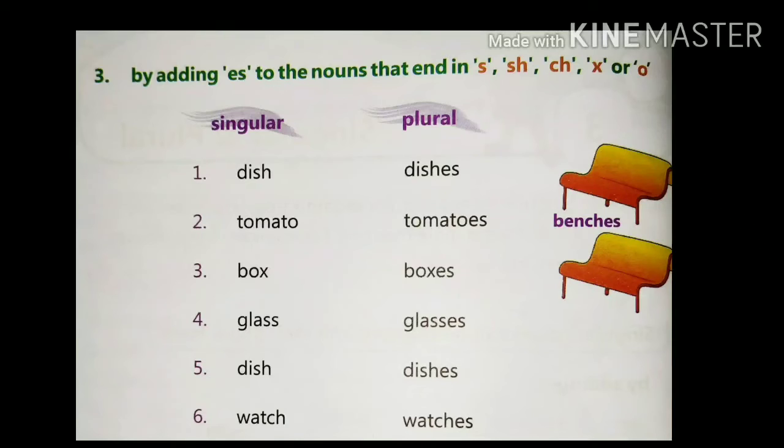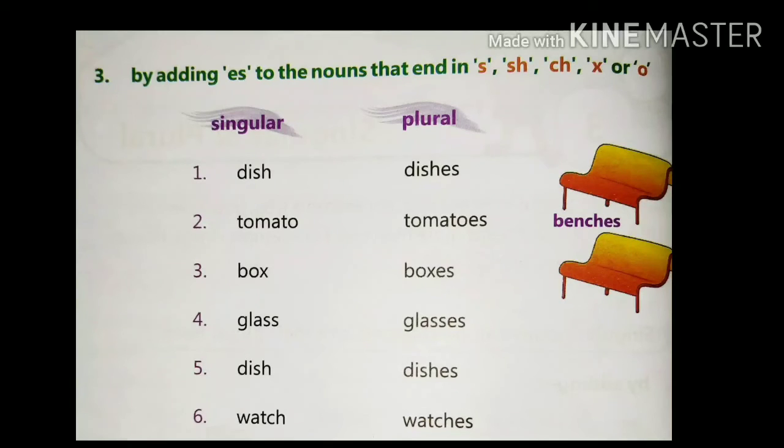Then we come to the third example, that is box. It's ending with the letter x. So children, what have we done? We have added es to the word box. So it becomes plural, boxes. Why have we added es? Because it's ending with the letter x.